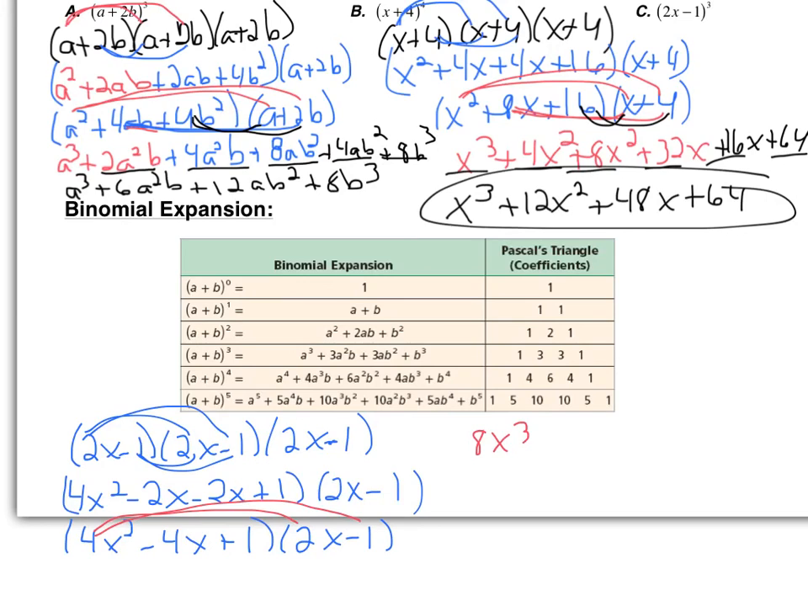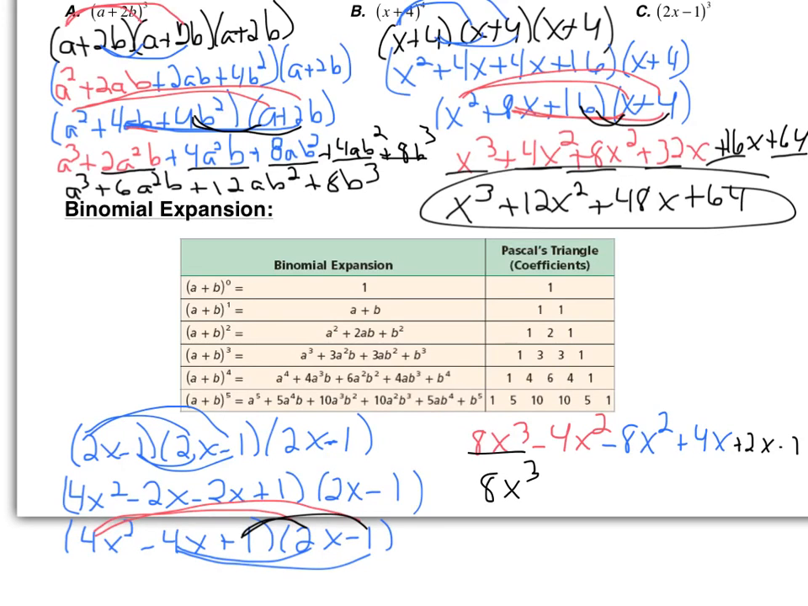4x squared times negative 1 is negative 4x squared. And then we have negative 4x times 2x is negative 8x squared. And negative 4x times negative 1 is a positive 4x. And then we have 1 times 2x is 2x, and 1 times negative 1 is minus 1. And then we combine like terms. So 8x cubed, negative 4x squared and negative 8x squared is negative 12x squared. 4x plus 2x is 6x, and then we have minus 1.